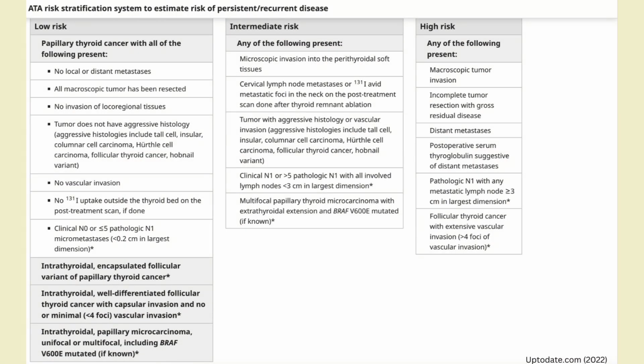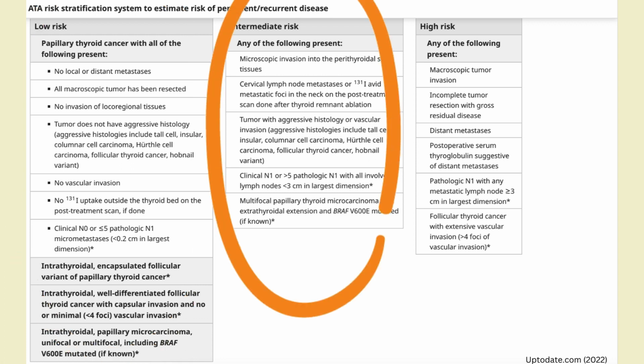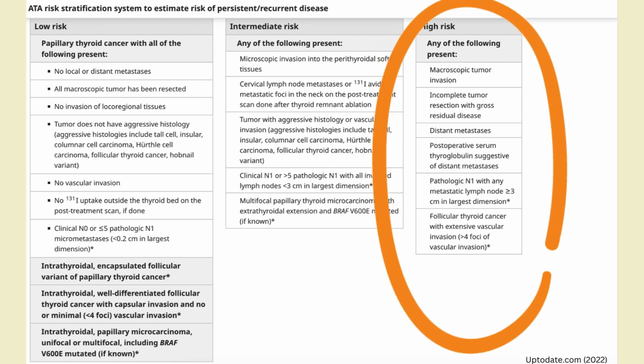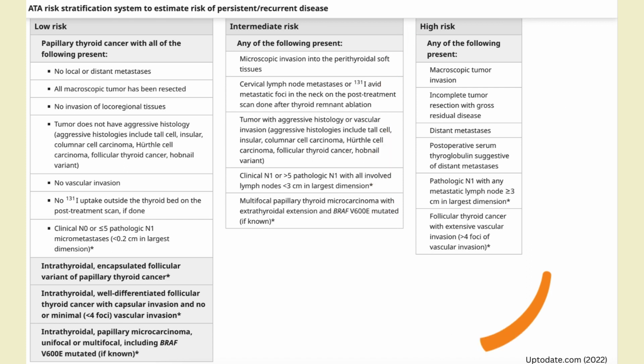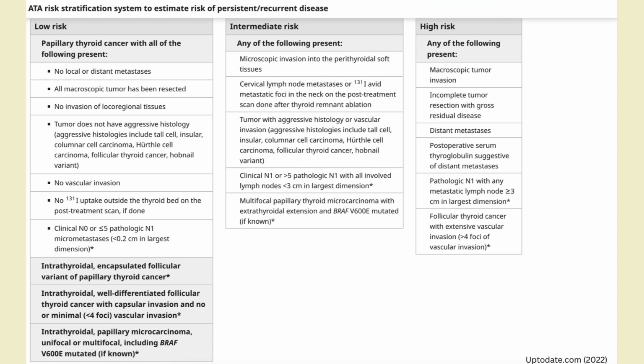We use the ATA initial risk stratification system to estimate the risk of persistent or recurrent disease. This system is designed to stratify patients as having either a low risk, that is papillary thyroid cancer confined to the thyroid, intermediate risk, regional METs, worrisome histologies, extrathyroidal extension or vascular invasion, or high risk in cases such as gross extrathyroidal extension, distant METs, or post-operative serum thyroglobulin suggestive of distant METs. And this is primarily based upon the clinicopathological findings seen in the post-op evaluation.